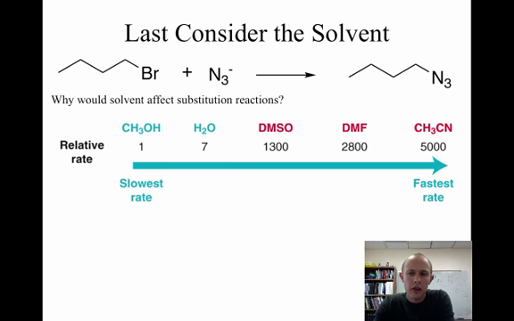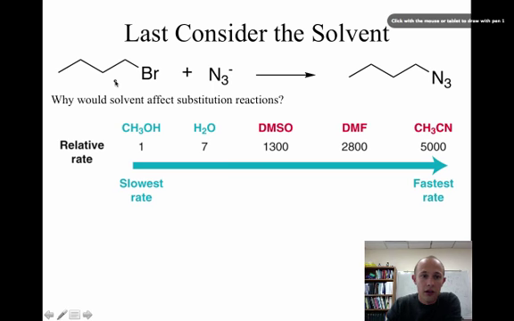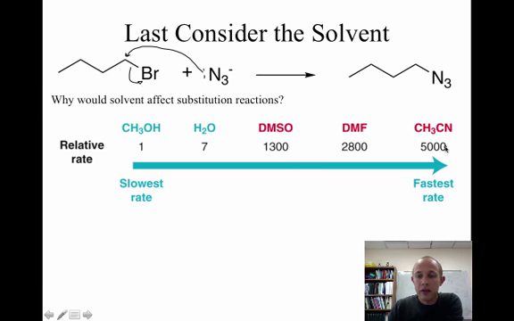The last thing, which is the most complicated to understand, is considering the solvent that's used in the reaction. Here we have an SN2 reaction of 1-bromobutane with the azide ion. This is an SN2 reaction, and notice that it's very significantly influenced by the solvent. So if we use this solvent called acetonitrile, the rate is 5,000 times faster than if we use methanol as a solvent. Why is that? Let's think about an explanation for that effect.